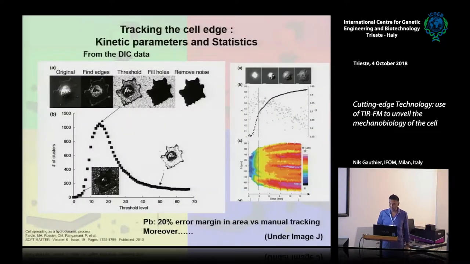How do we deal with it for understanding cell spreading and the mechanics of the cell? As you see here, you can try to develop a software algorithm to follow the edge of the cell. This is a DIC, for example. You try to follow the edge of the cell from the DIC or from phase contrast.